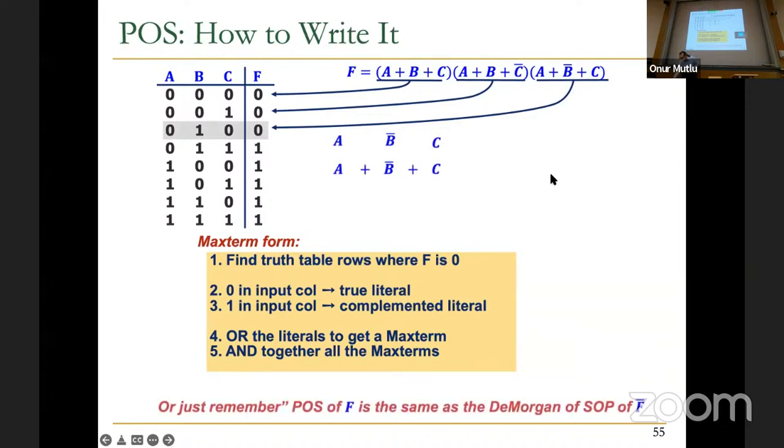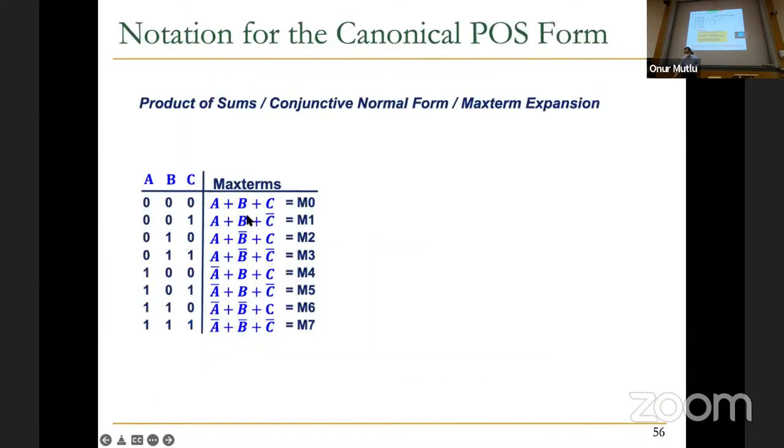Or as I said, just remember, POS of F is the same as the De Morgan of SOP of F bar. Basically, if this is given to you, what you can do is transform this function and get the De Morgan of SOP of F bar. You first figure out the sum of products form of F bar, which is essentially the complemented part over here, and then take the De Morgan of that. And hopefully you know how to do that by now.